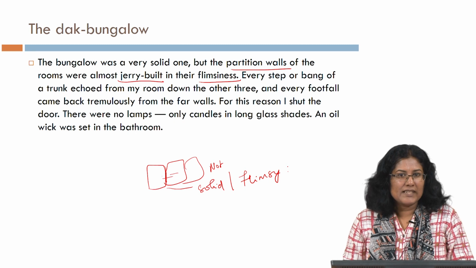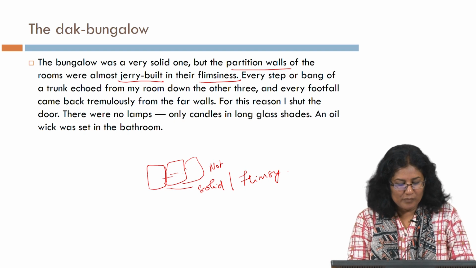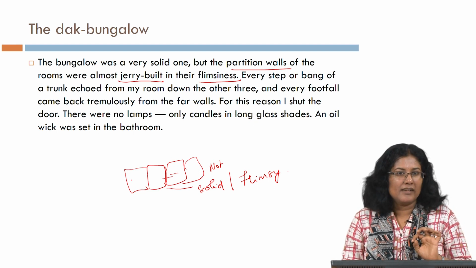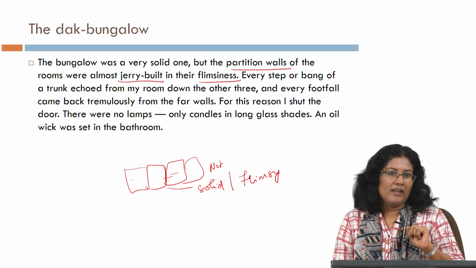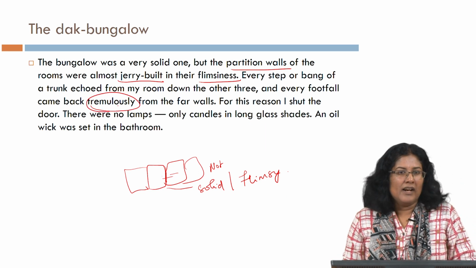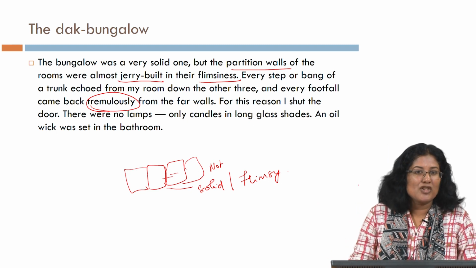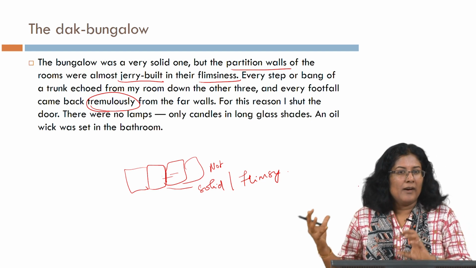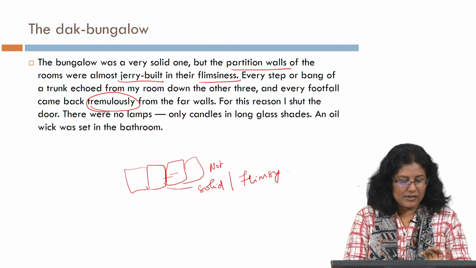So as a result of this flimsiness, every step, every noise that occurs in the three rooms adjacent to the narrator's room can be heard very clearly, and you can almost hear every footfall, which comes back tremulously, shakily. You use this word tremulous to talk about someone who is frightened. A tremulous deer is something that comes to mind when you think about this word. Somebody who is extremely timid and jumpy. So the sound of the footfall is coming back in a tremulous fashion to the narrator.